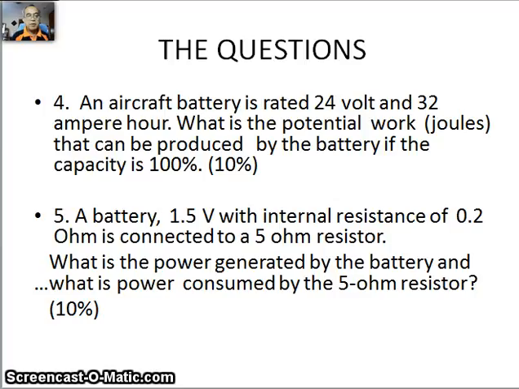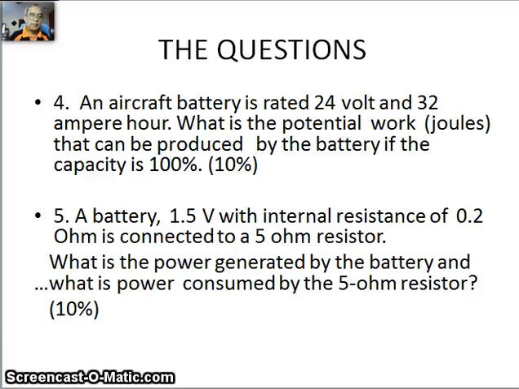We are looking at two problems that were given in the calculation assignment. Question number 4. An aircraft battery is rated 24 volts and 32 ampere hour. What is the potential work in joules that can be produced by the battery if the capacity is 100%?